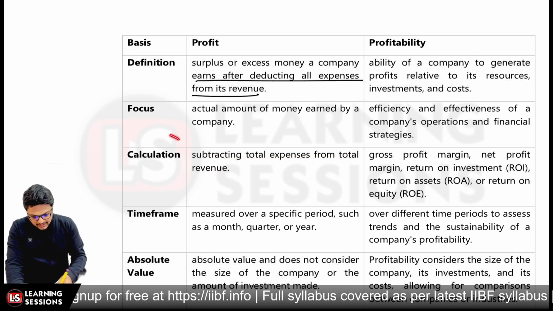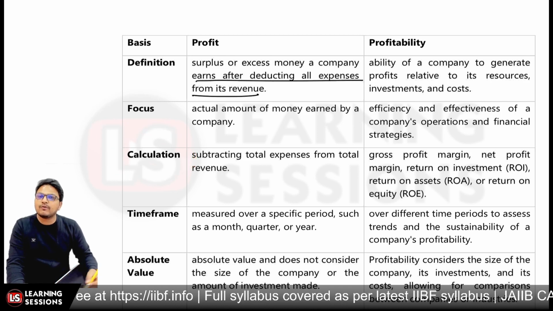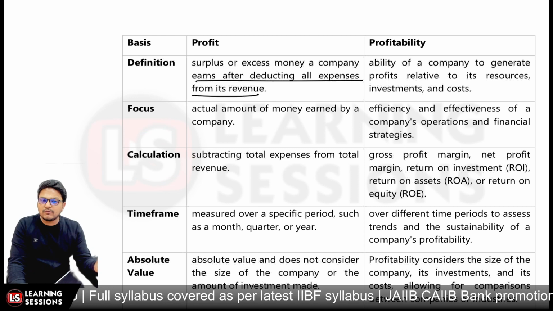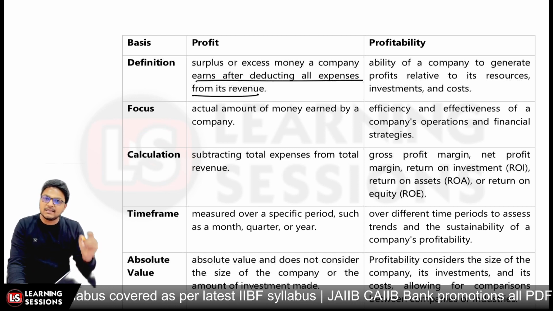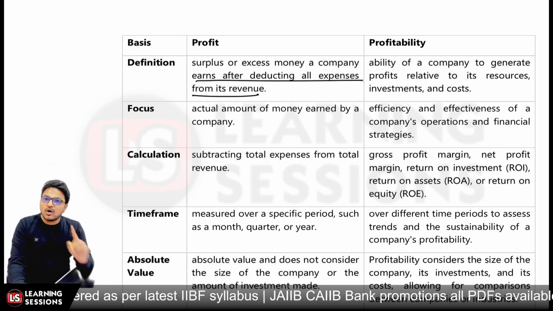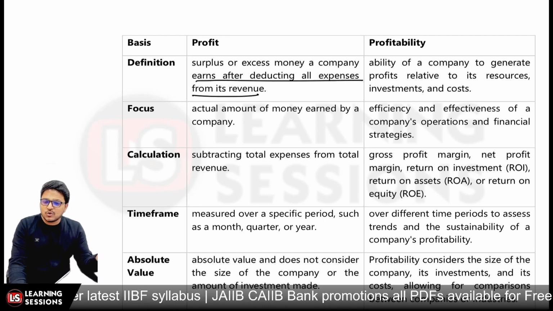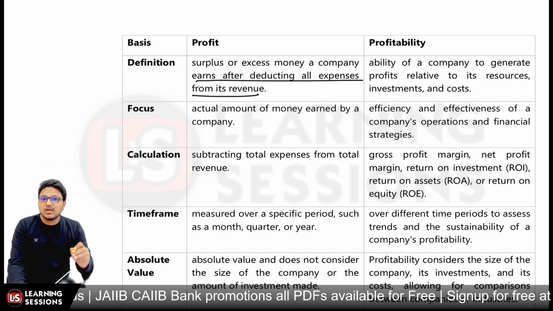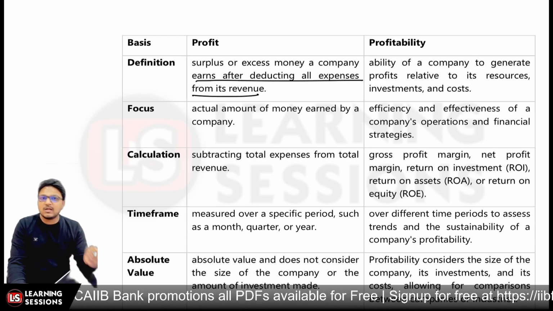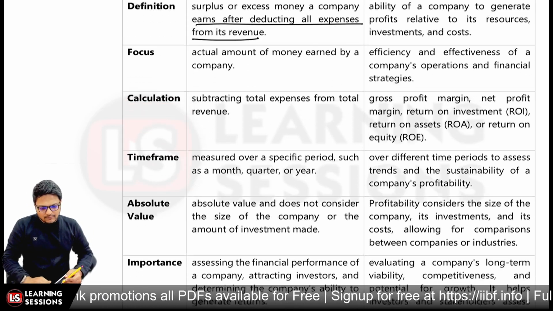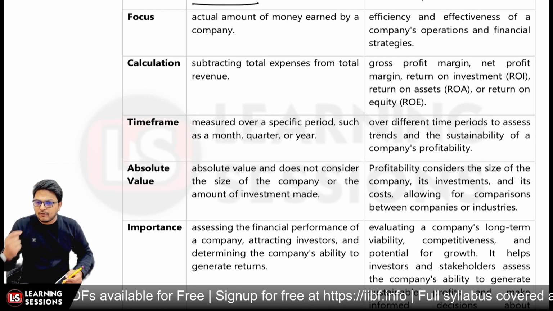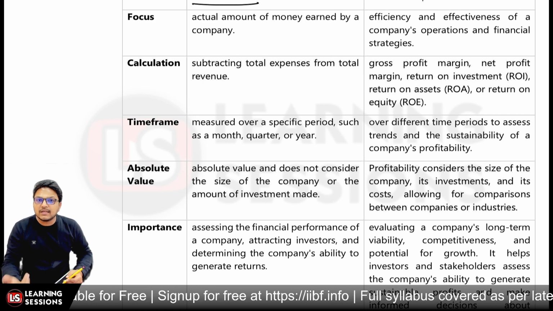And how can profitability be calculated? It can be calculated by way of return on investment, return on assets, or return on equity. Profitability is indicated either in percentage, as a decimal, or as a ratio, right? And if we look at the time frame, profit is calculated for a particular time frame, let's say one month, one quarter, or one year, right?